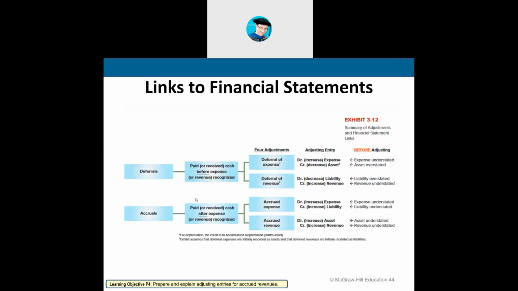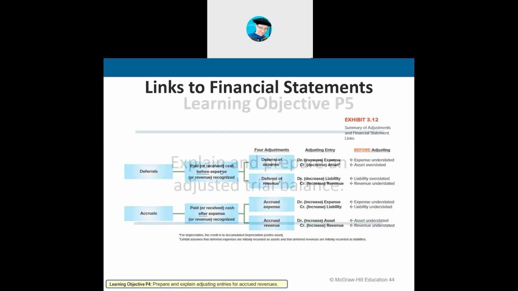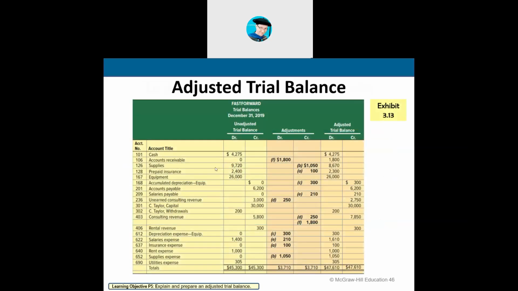And you already know how they show up on the income statement and balance sheet. So deferrals and accruals show up as assets or liabilities, depending on the type, right? And then when they're incurred, that's when they go to the income statement.